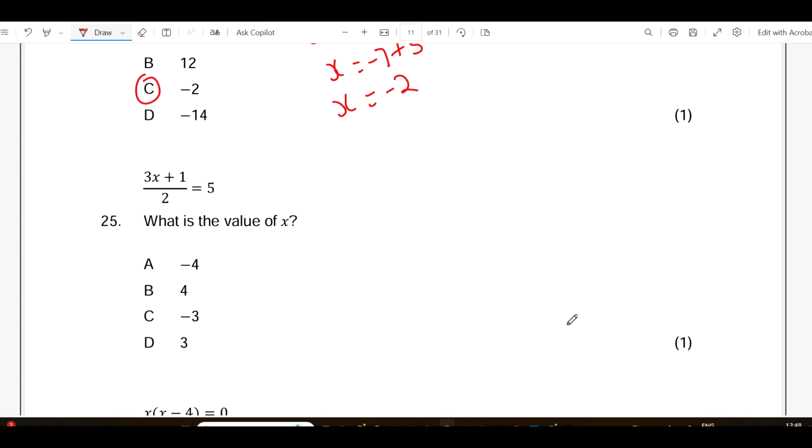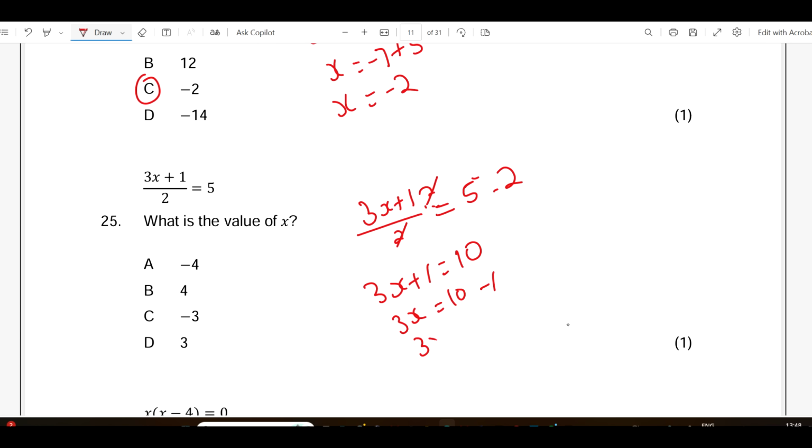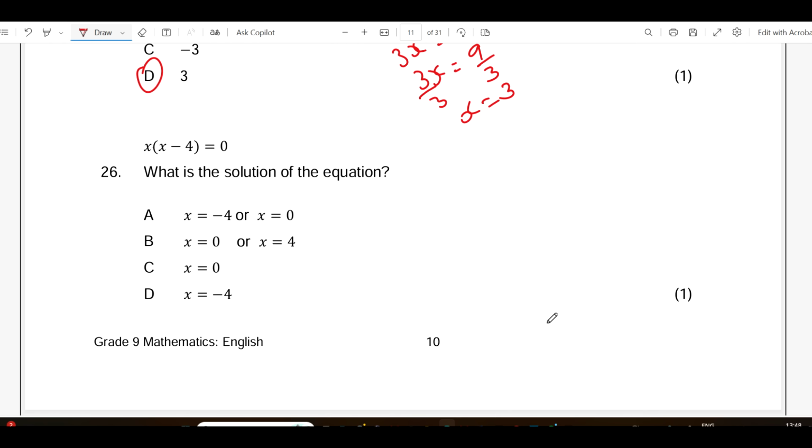What is the value of x here? 3x plus 1 over 2 equals 5. So what we're going to do here, I'm going to multiply by 2 on both sides. This 2 and this 2 will cancel. It's going to be 3x plus 1. 5 times 2 is 10. I will take this to the other side. It's going to be 10 minus 1. 3x is going to be 9. I will divide by 3. x is what? It is 3. The correct answer is D.